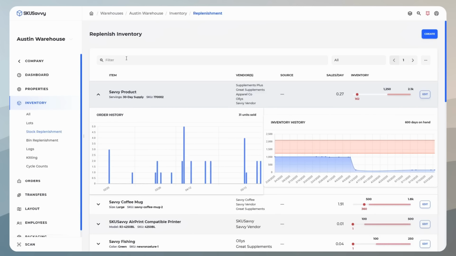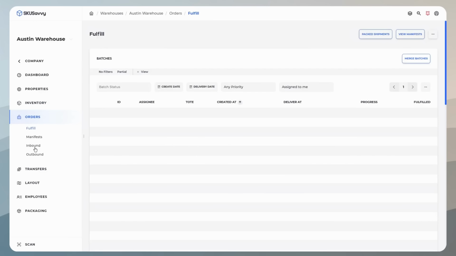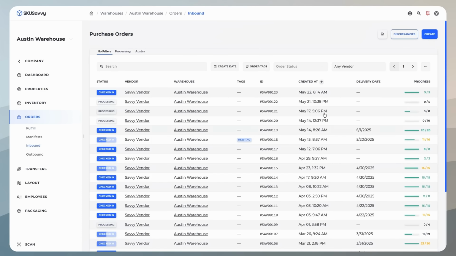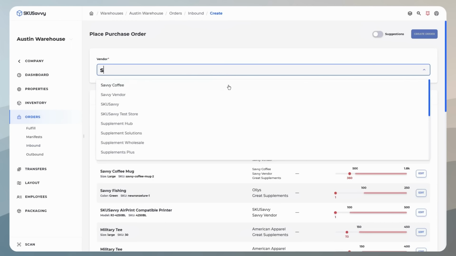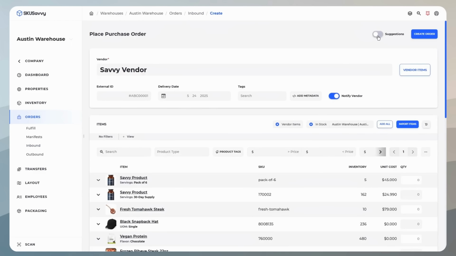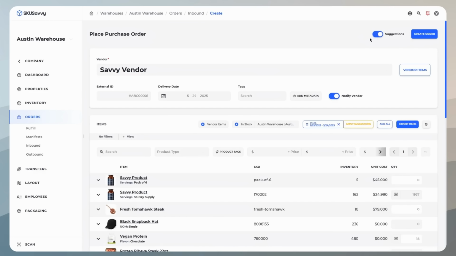So as you can see here, I'm looking at a product within our SKUSavvy inventory, and with stock replenishment here, we can see order history over time, and we can see inventory history as well as days on hand. Now, when we go in to create a new purchase order here, what we're going to see is that we can turn on inventory forecasting, which is going to have a built-in tool. So I'm going to turn on the suggestions over here.